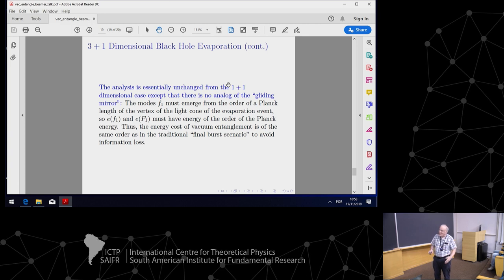So I don't think this gives a plausible way of restoring information in the black hole case, but I certainly think the idea that information can be stored in vacuum fluctuations is a really interesting idea in its own right that's explicitly shown in these models. Okay, thank you.